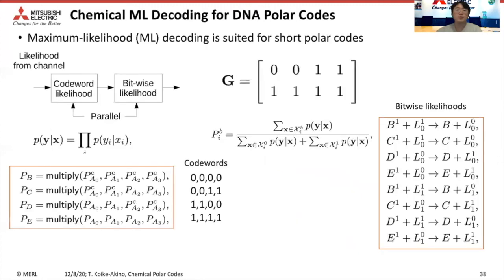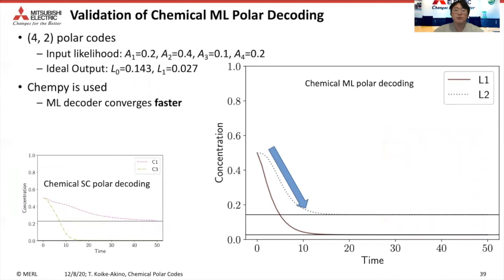For such short codes, we can also consider maximum likelihood decoding. For ML decoding, we first calculate codeword likelihoods. Then later, we calculate bitwise likelihoods, which can be realized by 8 reactions. This figure shows the simulated validation of ML decoding. We can observe that chemical ML decoder can converge faster than SC decoder.